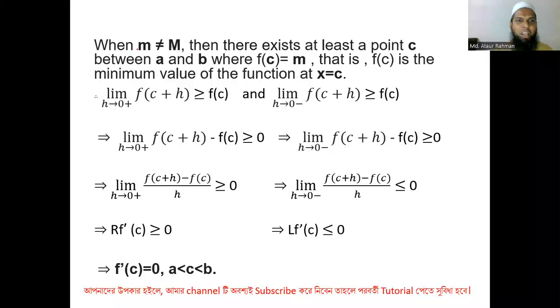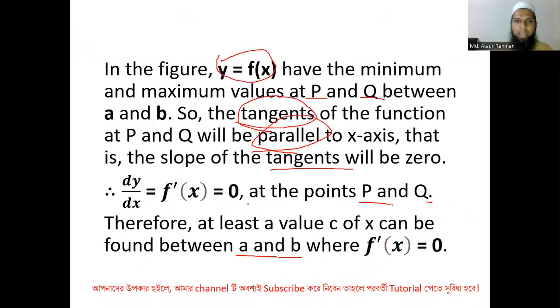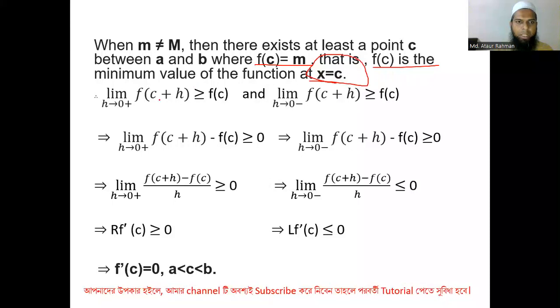Now another condition, when small m is not equal to capital M, then there exists at least a point c in between a and b, where f(c) equal to m. That is, f(c) is the minimum value of the function y at x equal to c. Just see the figure, this is the minimum value. When h tends to 0 plus and h tends to 0 minus, we always get greater than. So limit h tends to 0 plus f(c+h) greater than or equal to f(c), and limit h tends to 0 minus f(c+h) greater than or equal to f(c). This is the minimum value.